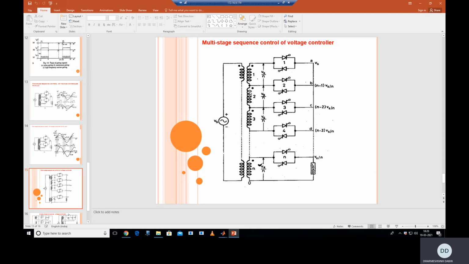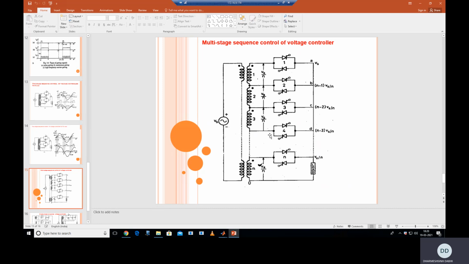So you can see that here the supply voltage is provided to the primary, there is one winding, and there are n secondary windings. Each secondary winding has a voltage rating of Vs by n. Suppose there are 5 stages, so there are 5 secondary windings. So each secondary winding has a voltage rating of Vs by 5. Suppose there is a 500 volt supply voltage. So each secondary winding in 5 stages gives you 100 volt.